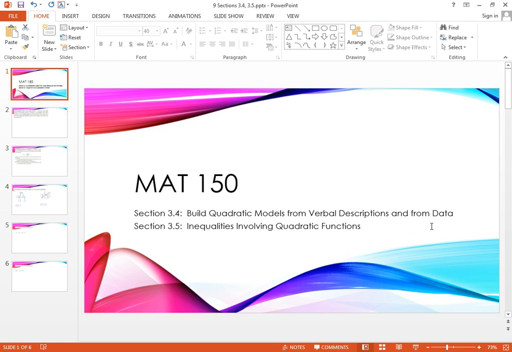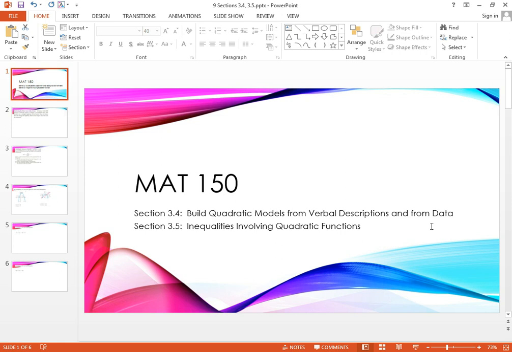So basically quadratic models, this is the section that has a lot of word problems in it. What I do want you to keep in mind is, these are all going to be quadratics. They are all going to be something of the form maximize this, minimize that. What's the largest? What's the smallest?